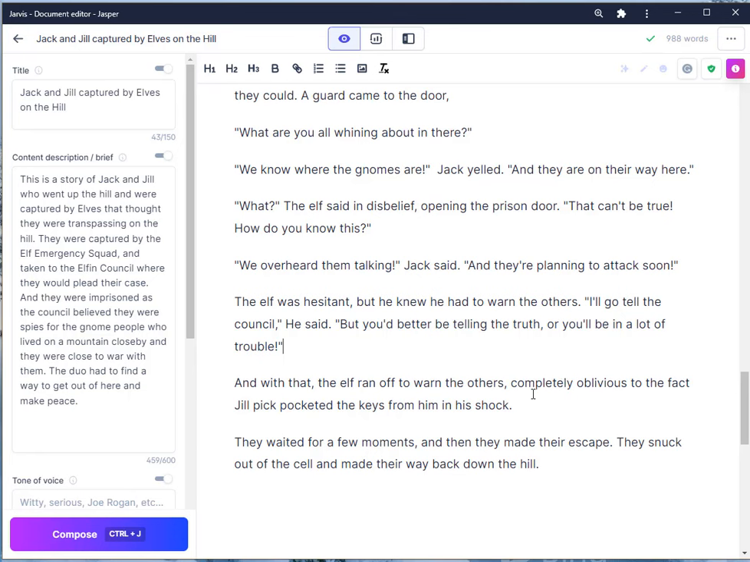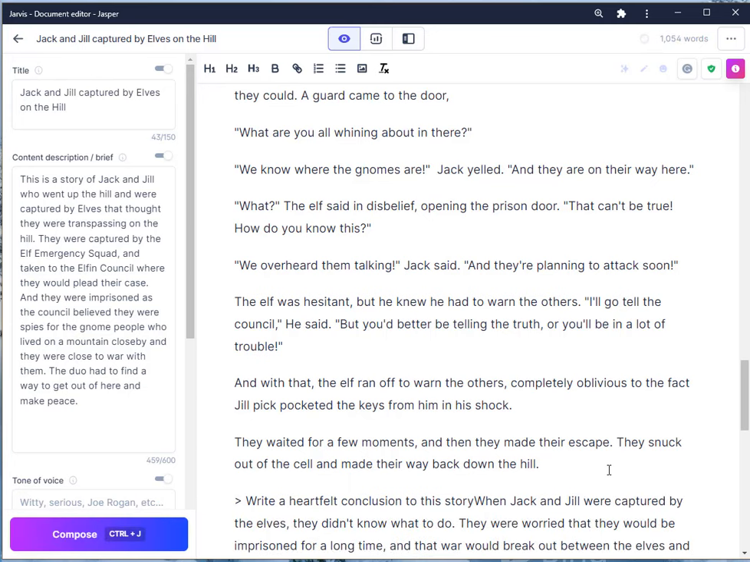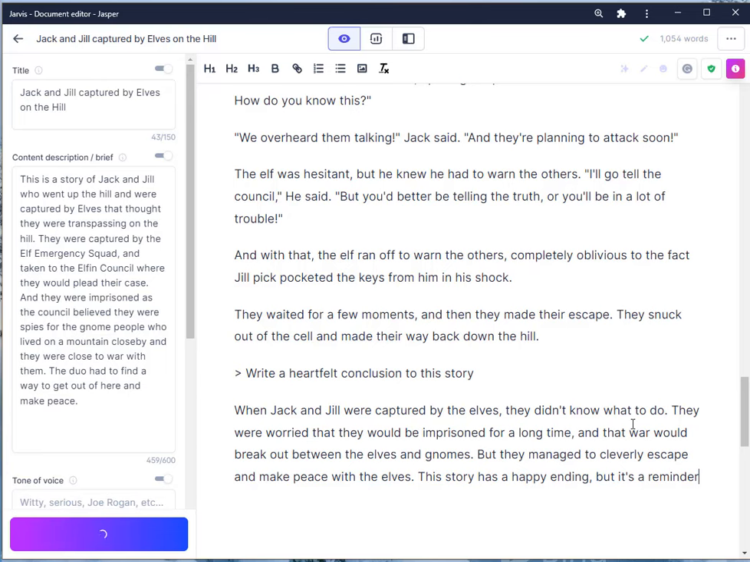And now, once he's left, they are going to make their escape and sneak out of the cell and make their way back down the hill. And I think what I'll do now is write a heartfelt conclusion to this story. Let's see what happens. This is interesting.